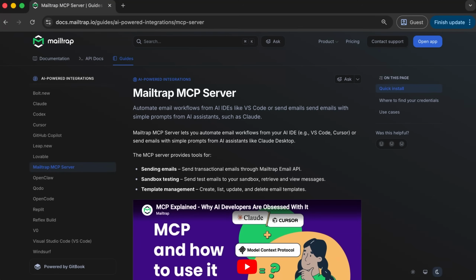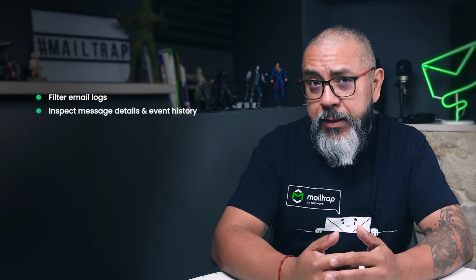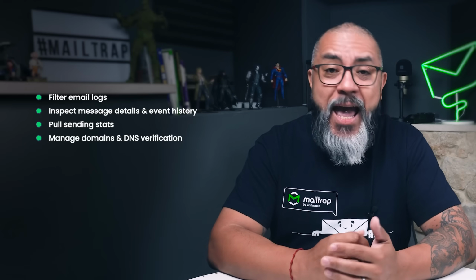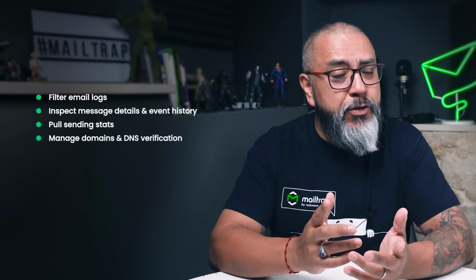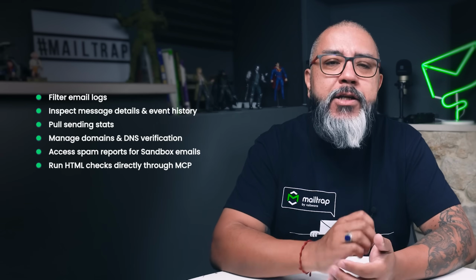Speaking of automation, as our last major update, we're happy to announce the release of Mailtrap's MCP's latest version. This new version comes with support for filtering email logs, inspecting message details and event history, pulling sending stats, as well as managing domains and DNS verification. And for those of you working with sandbox emails, good news! The MCP now allows direct access to spam reports and HTML check results. If anyone needs me, I'll be using all the time MCP helps save to catch up on some spring cleaning.